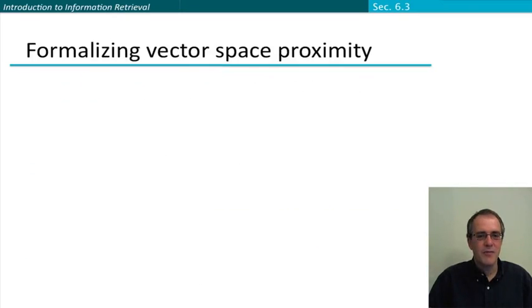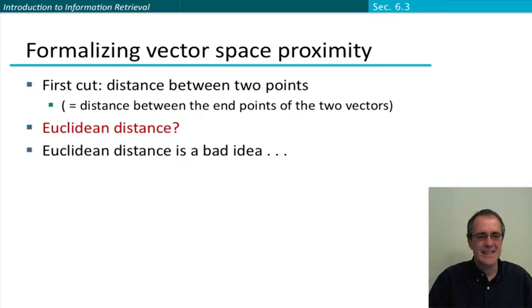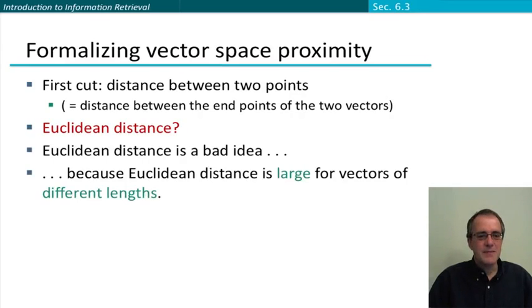So how can we formalize proximity in a vector space? The first attempt is just to take the distance between 2 points. That is the distance between the endpoints of their vectors. And the standard way to do that in a vector space would be Euclidean distance between the points. But it turns out Euclidean distance by itself isn't actually a good idea. And that's because Euclidean distance is large for vectors of different lengths. Let me explain what I mean by that.